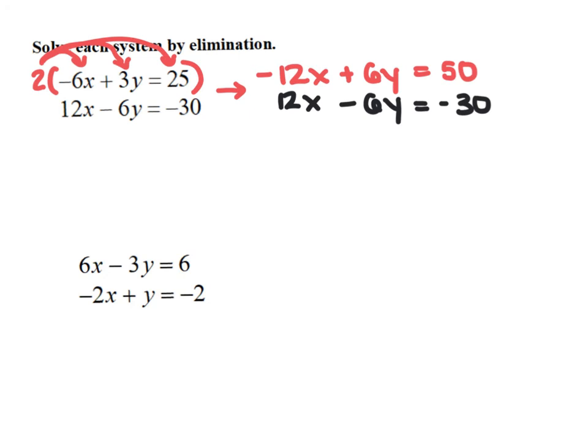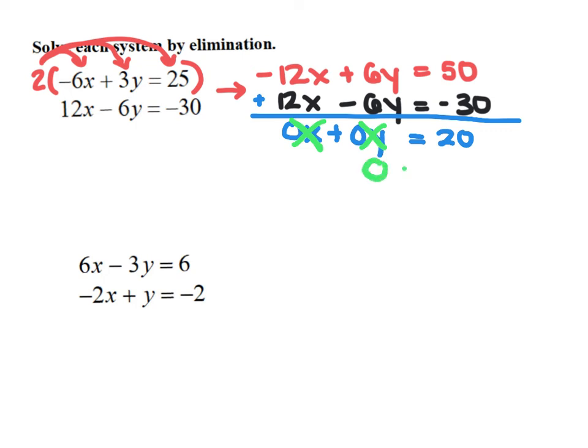Now when I add straight down, I get negative 12x plus 12x, which is 0x, 6y minus 6y, which is 0y, and 50 minus 30, which is 20. Now we know that the 0x and the 0y we don't have to include, so it becomes 0 equals 20. Now since this is a false statement, meaning 0 doesn't equal 20, this is what we call no solution.